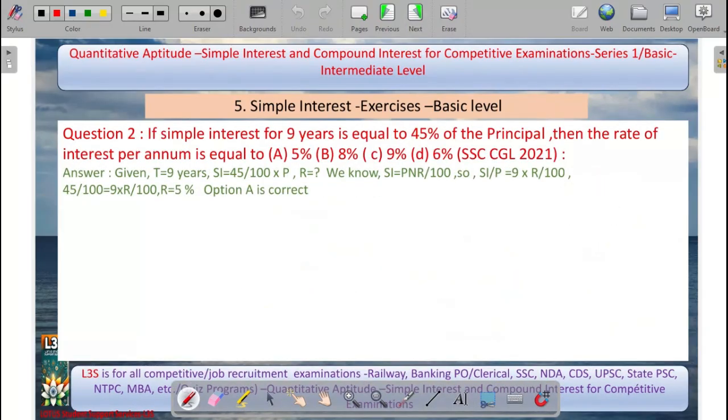Let's move to the next question. If simple interest for 9 years is equal to 45% of principal, then the rate of interest per annum is equal to what? So first try to understand the question. If simple interest for 9 years, so here they have given T is equal to 9 years. Now after 9 years, simple interest is equal to 45% of principal amount. So 45 by 100 of P. SI equal to 45 by 100 of P.